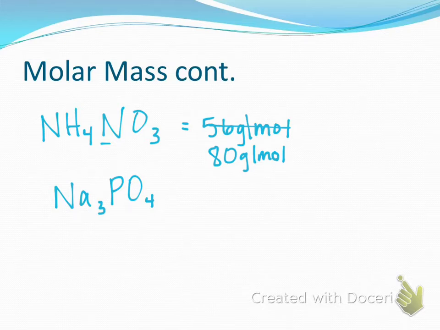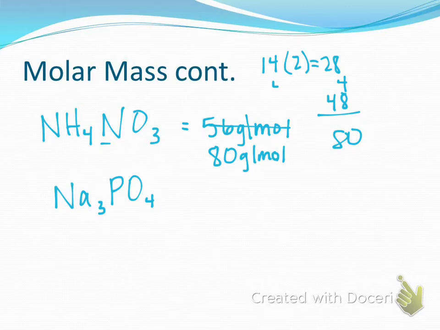We had how many nitrogen atoms? 2 nitrogen atoms. So I should have taken 14 times 2, 28, plus 4 hydrogen atoms, plus 3 oxygen atoms, which is 48. And we get 80. Okay?